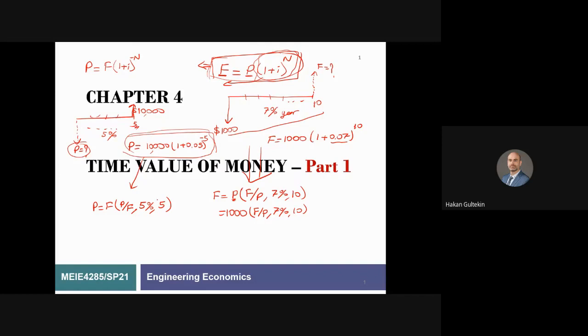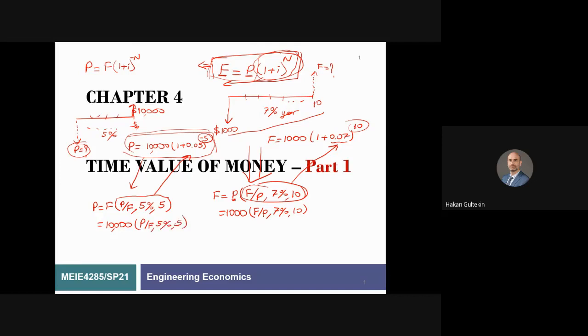Look, we don't write -5 here, we write 5 over here. If we want to convert this to a formula, we convert it to this one with a -5 over here. If we want to convert this other one to a formula, we convert it to this one with +10 over here. Now it means that we have the future amount, which is 10,000, times P given F, 5% and 5.